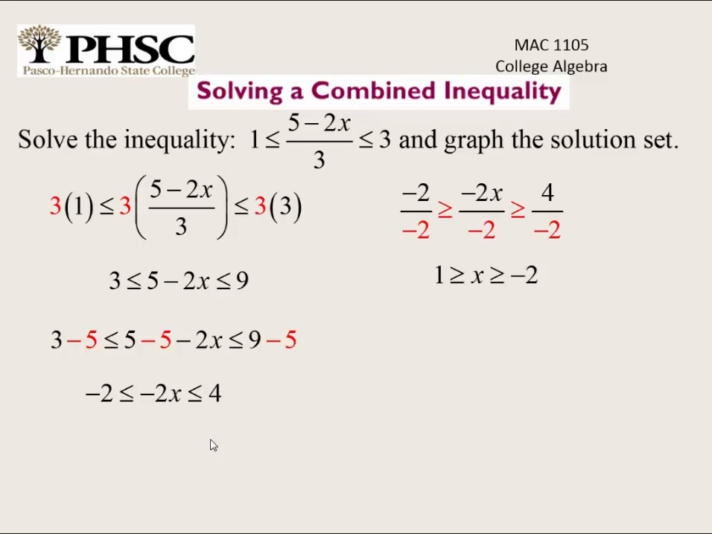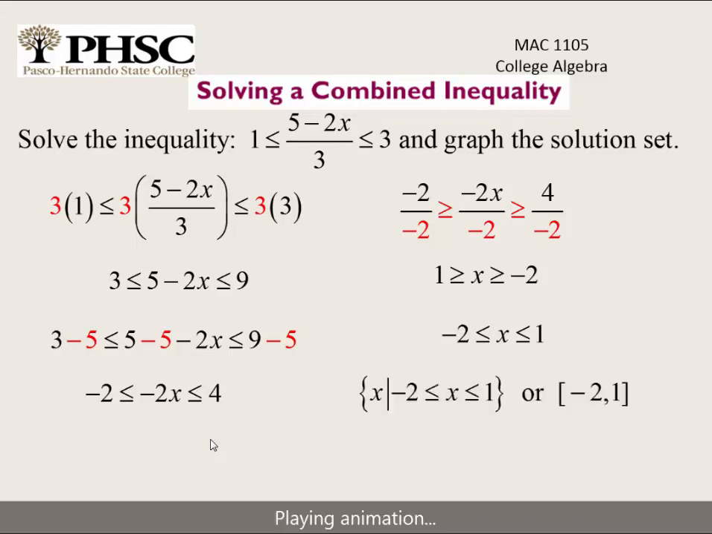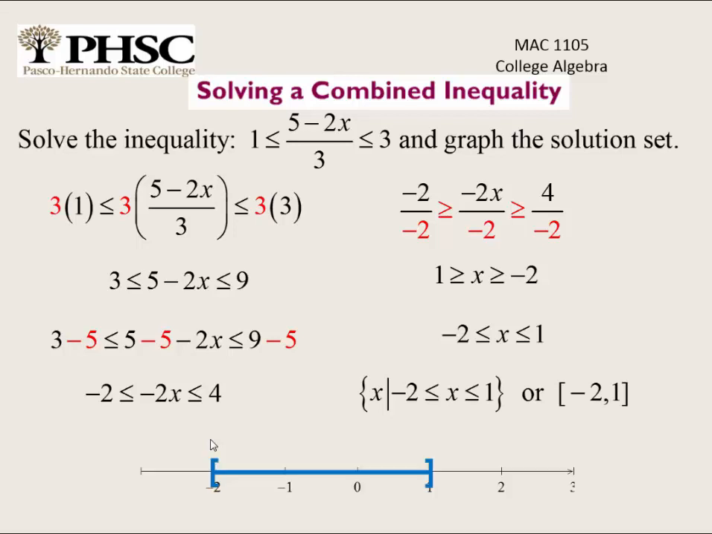And then we end up with 1 is greater than or equal to x, greater than or equal to negative 2. So our solution set then becomes negative 2 is less than or equal to x, less than or equal to 1. We write it in interval notation, and then we go ahead and graph it. As you can see, the interval notation using the brackets or the parentheses allows you to know exactly how you're going to graph it.